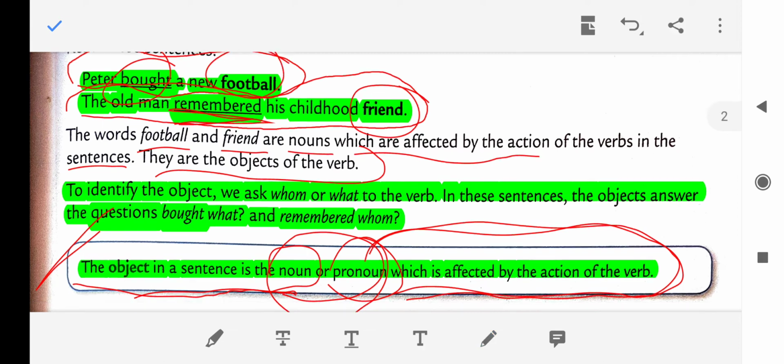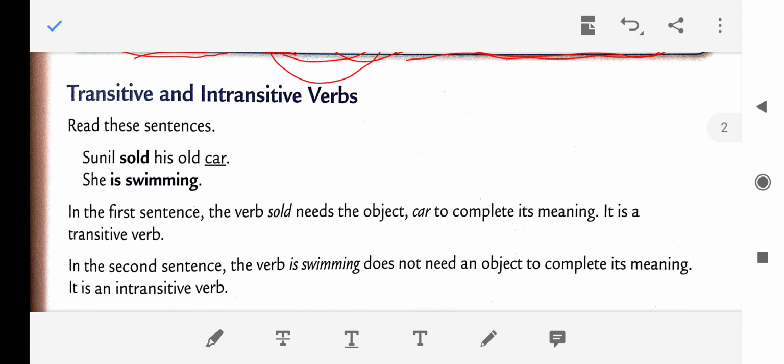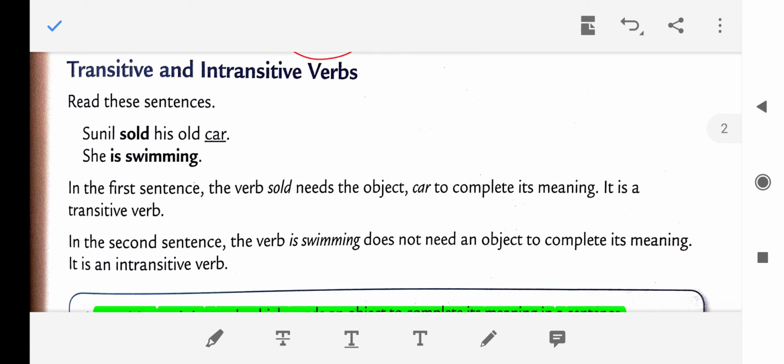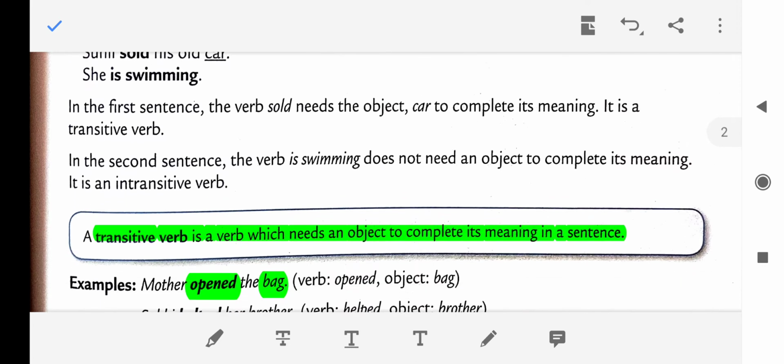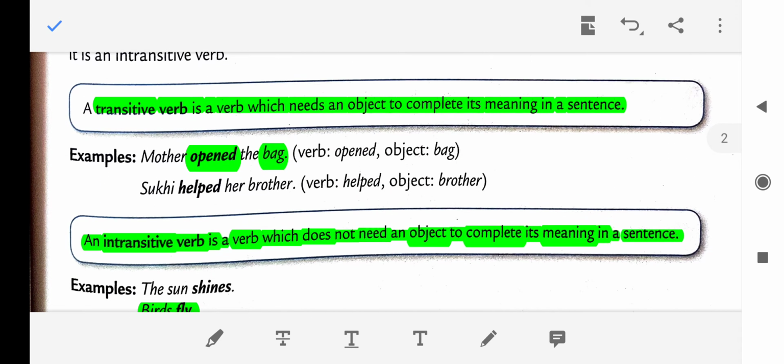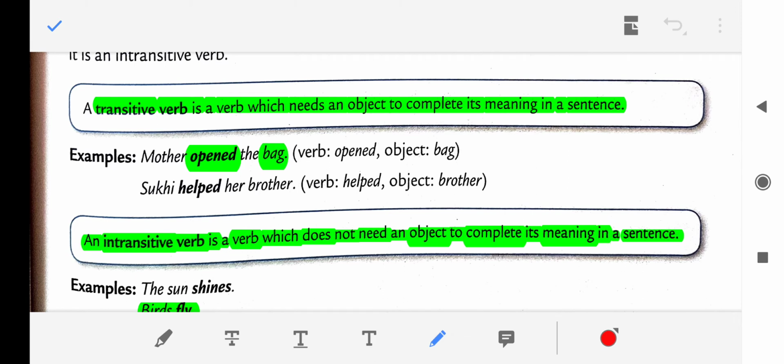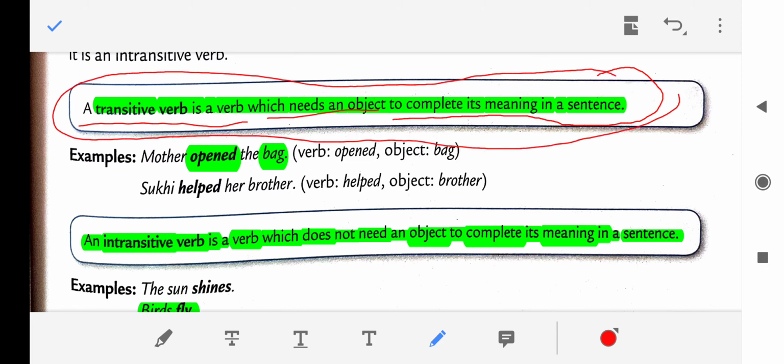Now, let us move to transitive and intransitive verbs. Okay, now these are some of the kinds of verbs that we need to know. Now let us move to the definition. What is a transitive verb? Let us first learn that. A transitive verb is a verb which needs an object to complete its meaning in a sentence. Okay, so basically a transitive verb is a verb that needs an object to complete its meaning.